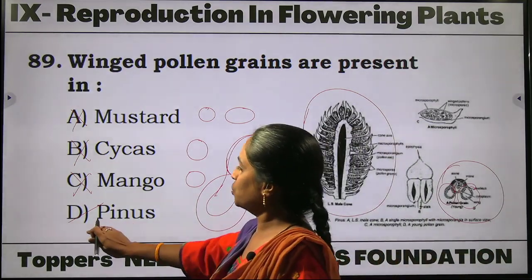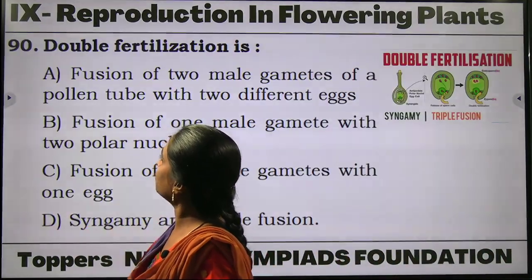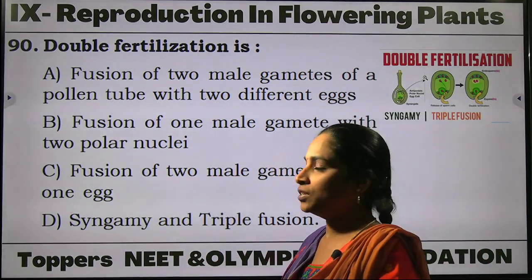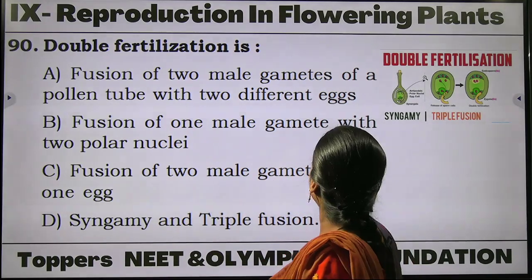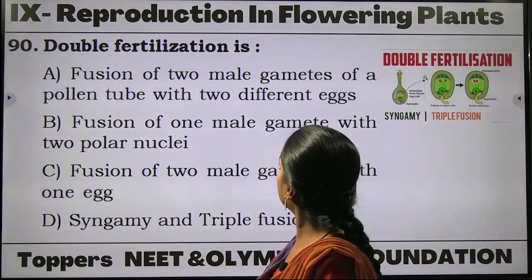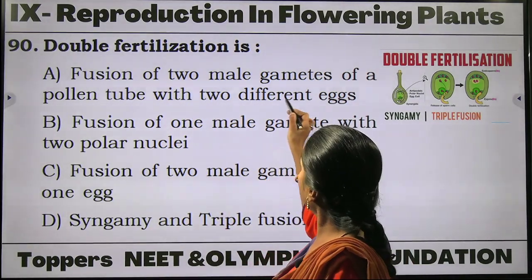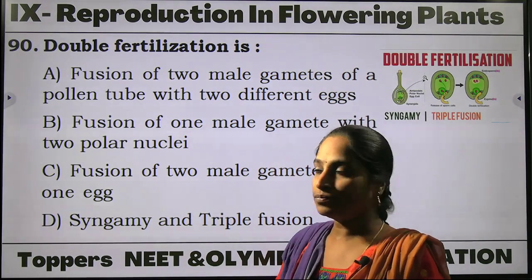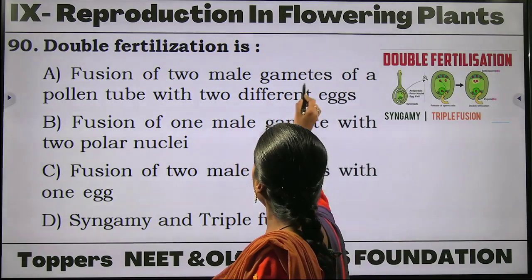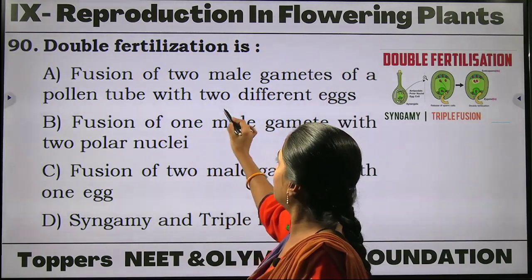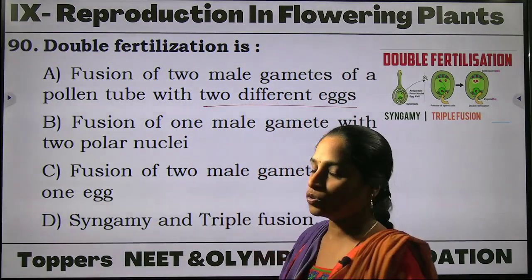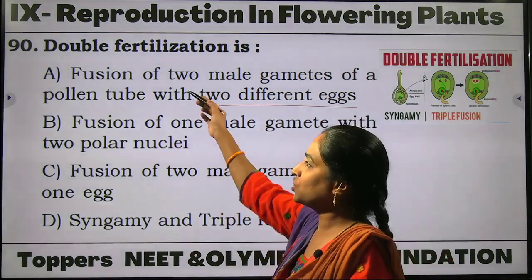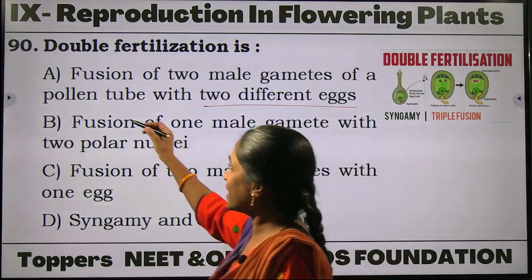Okay, understood? Right, coming to the next question, dears. Double fertilization. What is double fertilization? The statements are being given. Let us see. Option A: the fusion of 2 male gametes of a pollen tube with 2 different egg systems. Inside the embryo sac we can observe only a single egg cell. Is the statement correct? Exactly wrong.